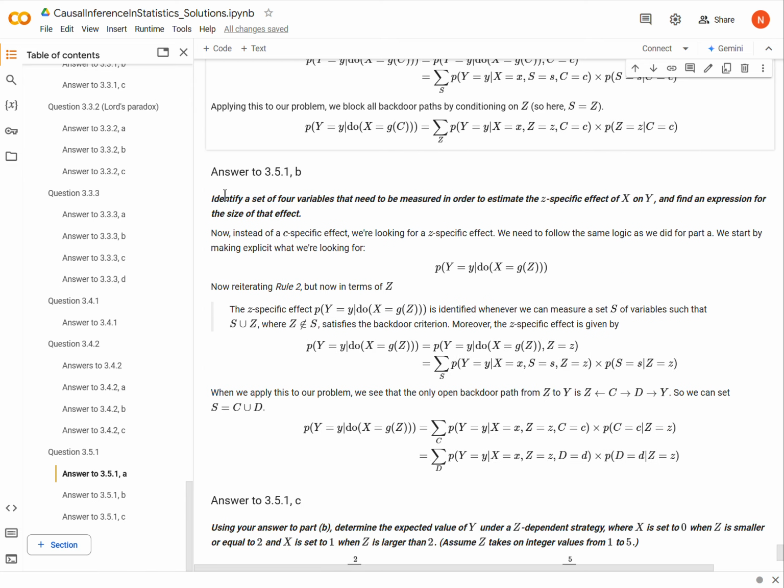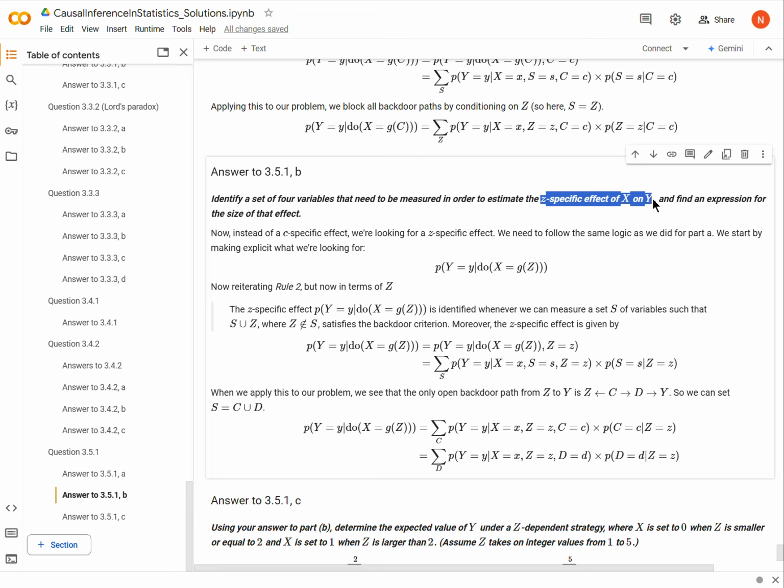All right. So now, part 2 is we want to identify a set of 4 variables that need to be measured in order to estimate the Z-specific effect of X on Y. So no longer the C-specific effect, but the Z-specific effect.